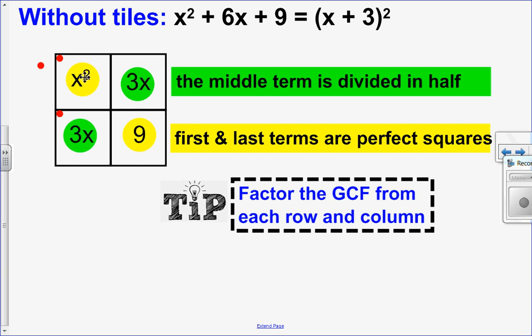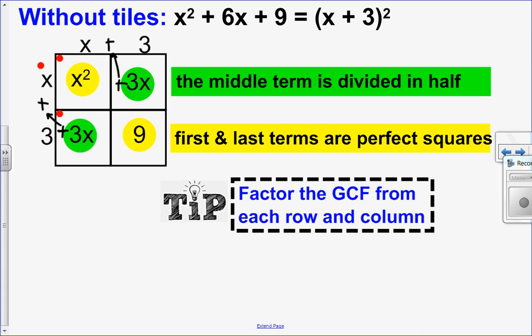So x squared and 3x. Do you see they have a common factor of x? 3x and 9 have a GCF of 3. Same thing this way here. x squared and 3x have a GCF of x, and 3x and 9 have a GCF of 3. Okay, now because this 3x is positive, I can take the positive out. Because this 3x is positive, I take the positive out, and that's how I factor.